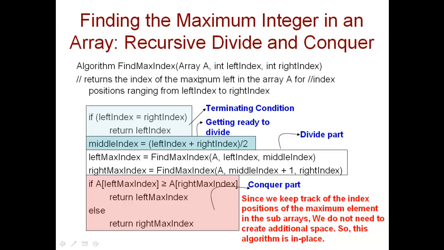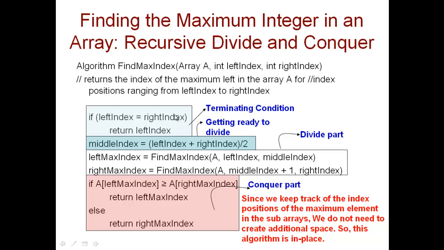Okay, so initially let us say you do it on the entire array. So A is the array pointer, and then left index is 0, right index is n minus 1. So if left index equals right index, that means you have called this recursive function by passing a subarray, or a pointer to a subarray, such that the left index is equal to the right index, meaning there's only one element that you have to work on and find the maximum. So there's only one element to work on, and that itself is the maximum. So we'll just say return left index.